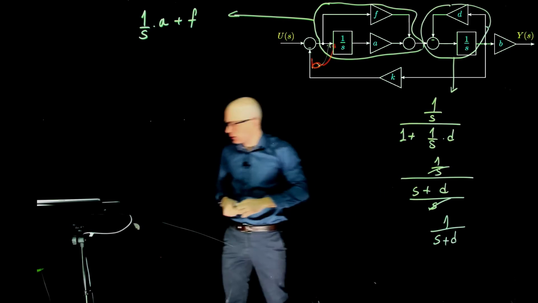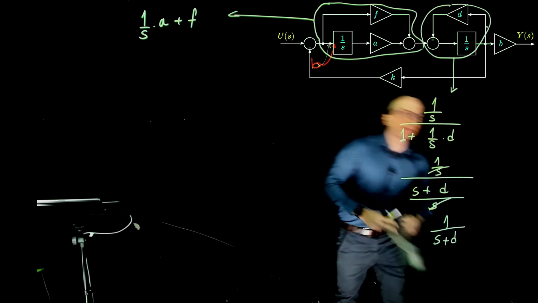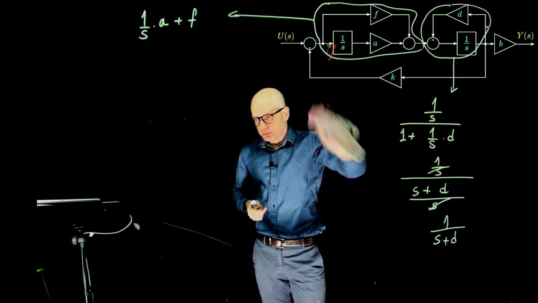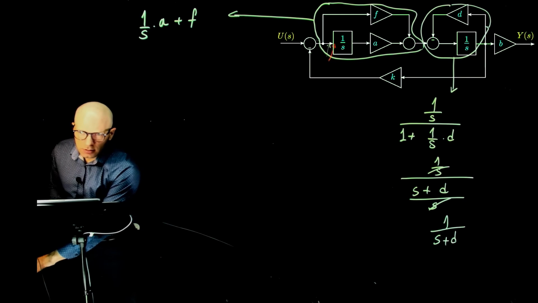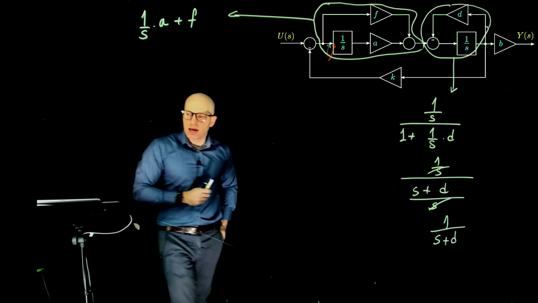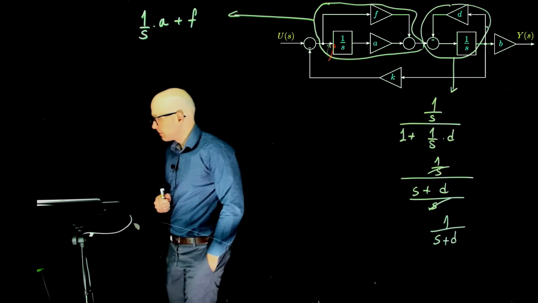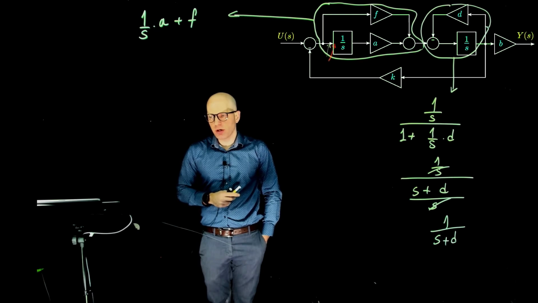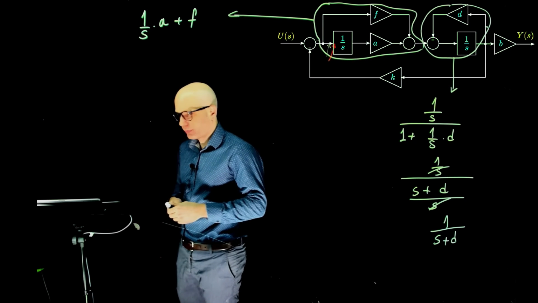It's not a feedback loop. It's a feed forward loop. And that was the mistake I mentioned in the beginning. Can everybody see that that's 1 over a over s plus f? Yeah?